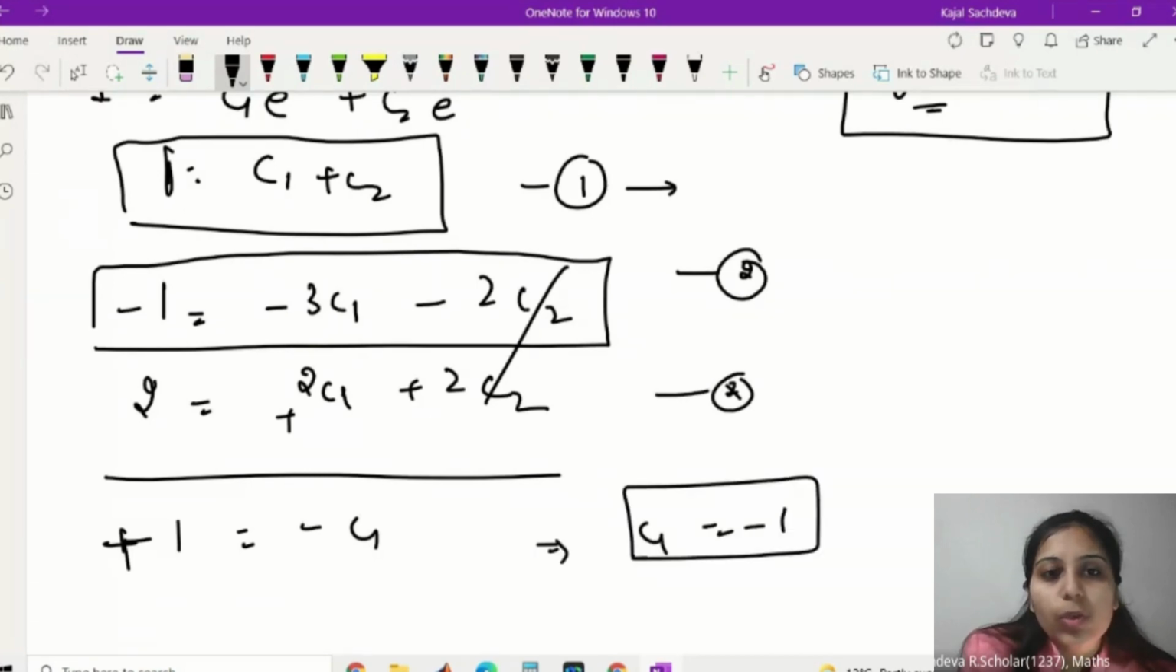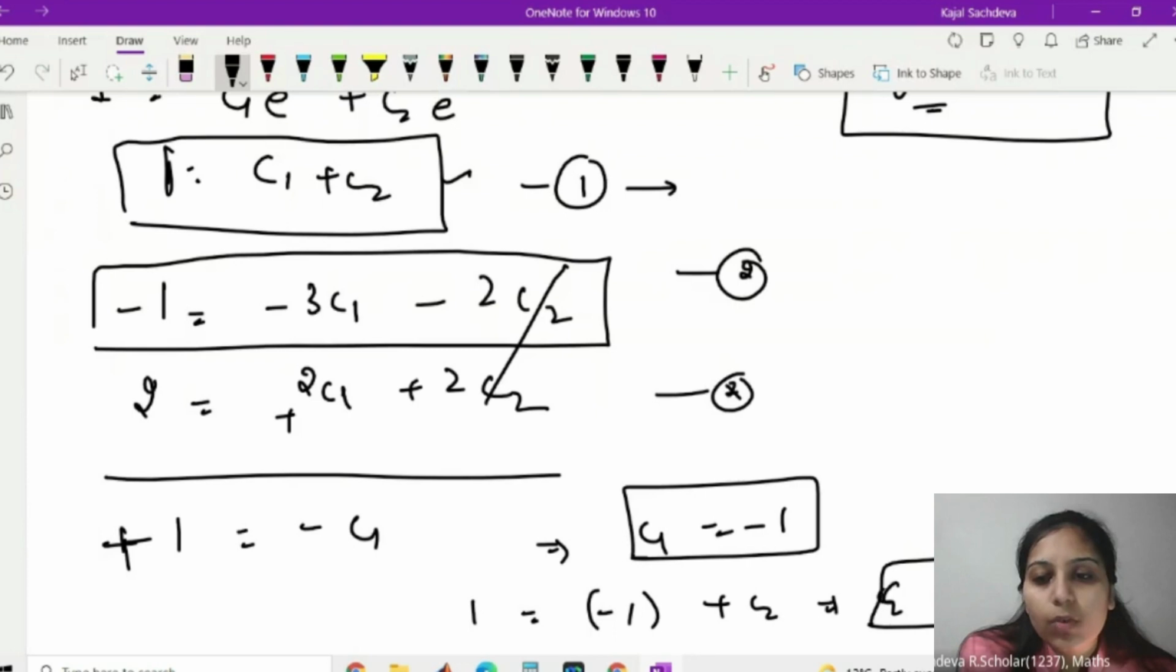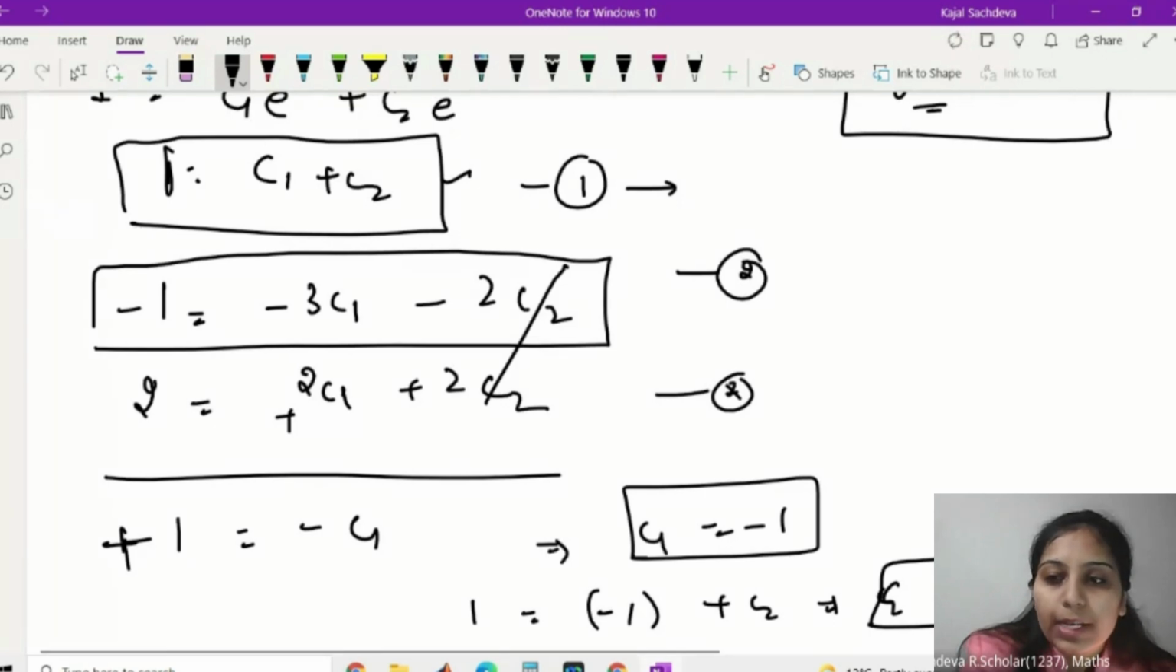If c1 is equal to minus 1, then put it back in the equation. 1 is equal to c1, which is minus 1, plus c2. This gives c2 is equal to 1 plus 1, that is 2. So c1 is equal to minus 1 and c2 is equal to 2. We get the required solution.